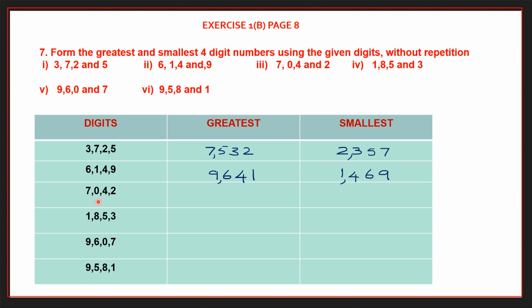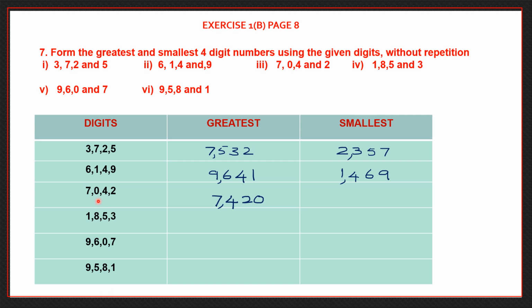So here to form the greatest, we start with the greatest digit, which is 7, and then keep going to the smallest digit. So here this becomes 7, then 4, 2, and 0. Now place commas in the right places, ones, tens, hundreds, and then the comma. So this is 7,420. Now to form the smallest number, let's be careful.